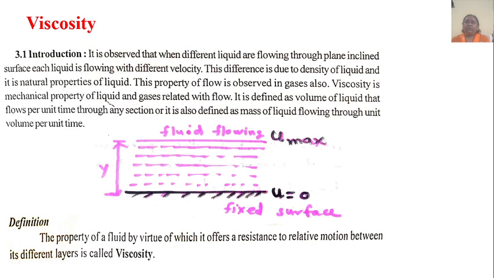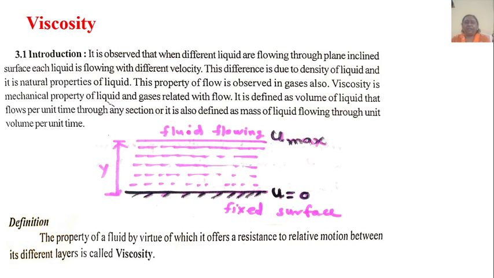As we go on moving away from the fixed surface, the velocity goes to maximum, that is denoted here by U maximum. See, that is where the fluid is flowing; at that surface, the U is maximum.